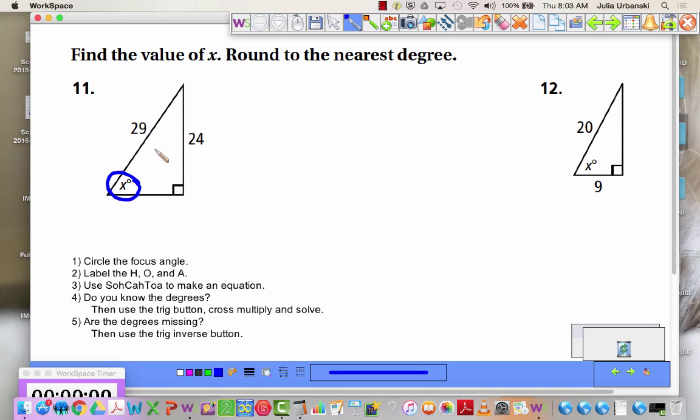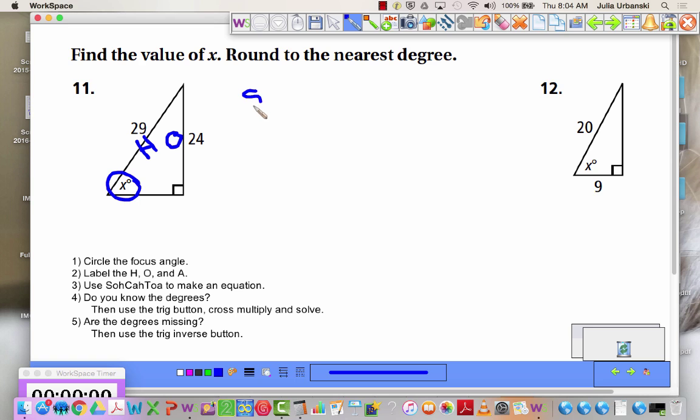What would 29 be called? O, A, or H? H. H, good. What would 24 be called? O. And then this one doesn't really matter. I don't even have to label it because it's blank. Alright, so these two letters, O and H, go with what word? Sine, cosine, or tangent? Sine.